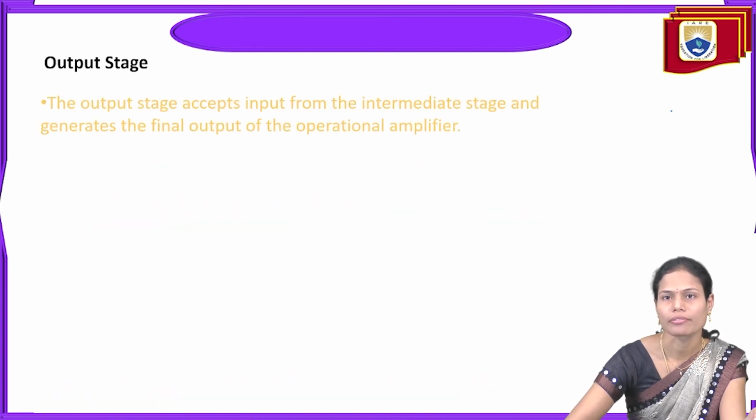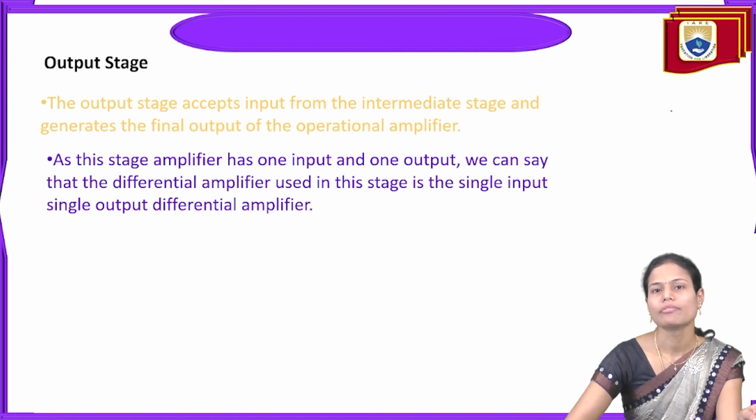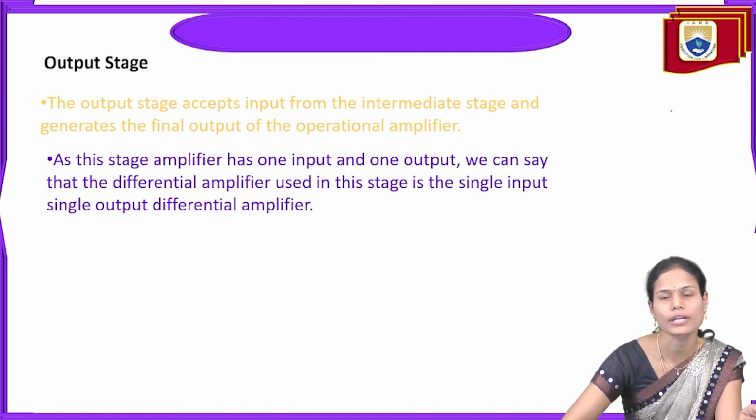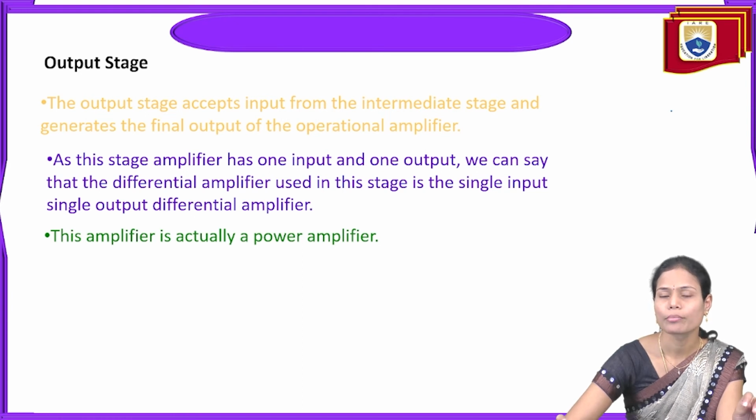That is the last stage in the block diagram of the operational amplifier. So this output stage will accept the signal from the intermediate stage and it generates the final output of the operational amplifier. As this stage has one input and one output, we can say the differential amplifier used in this stage is the single input, single output differential amplifier. Why are we using this particular amplifier? In order to improve the power level of the operational amplifier.